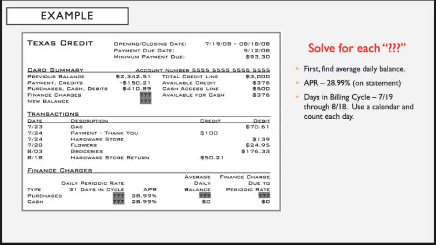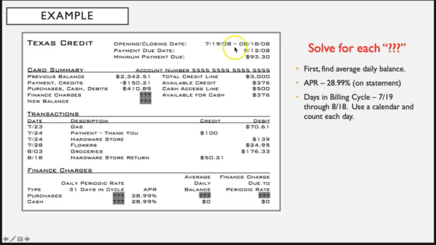This one may look familiar to you as it is in the course content. Suppose this is your credit card statement, and some of the areas have been grayed out where we are going to calculate what these are. Just taking a quick glance at this, let's just read it and see what we can come up with. So first of all, we have a billing cycle here of July 19th through August 18th.